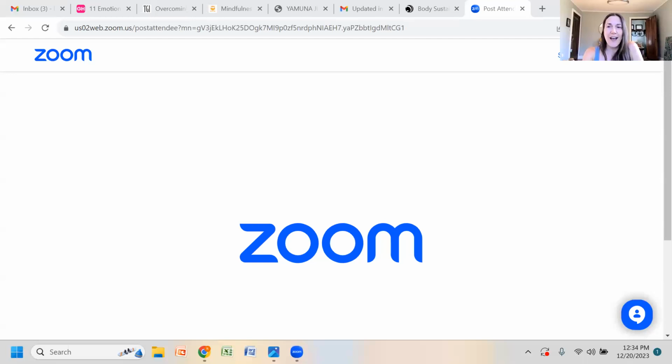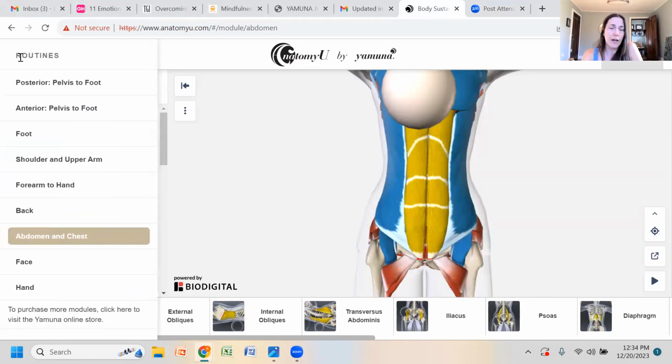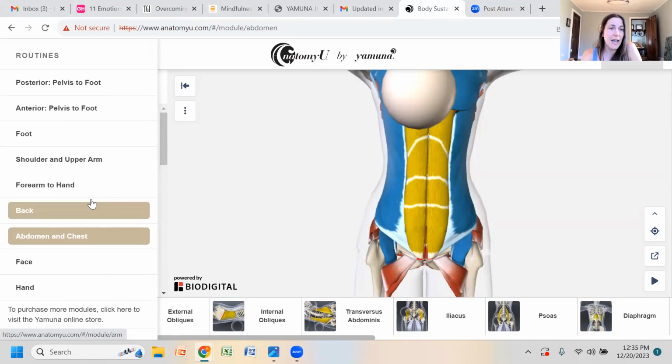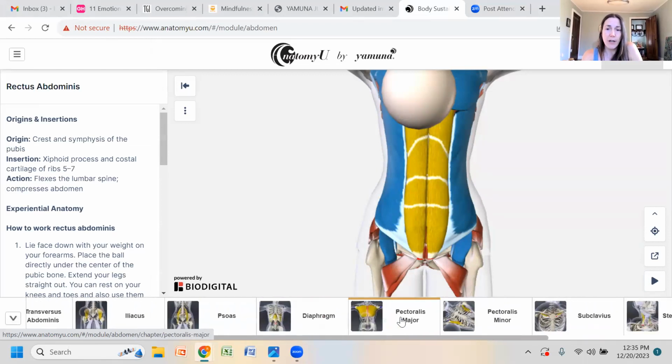I want you to see in Anatomy U, our wonderful Anatomy U tool that we use to teach the teacher training, and I also use just in general classes and in one-to-one sessions. It allows us to see three-dimensionally the entire body in various levels and depths. We can see superficial muscles, we can see more intrinsic muscles. So today we're focusing on that pec minor.